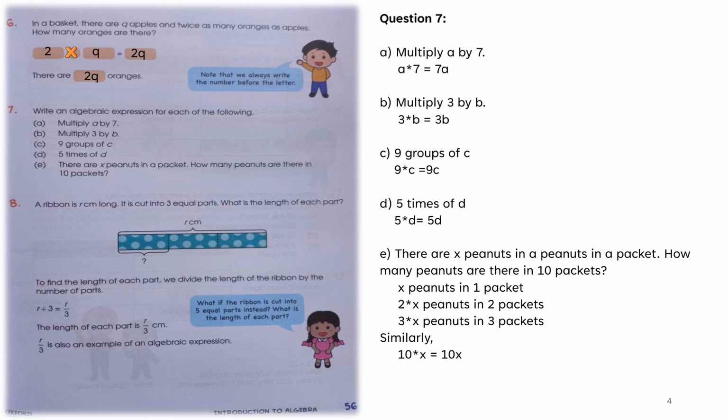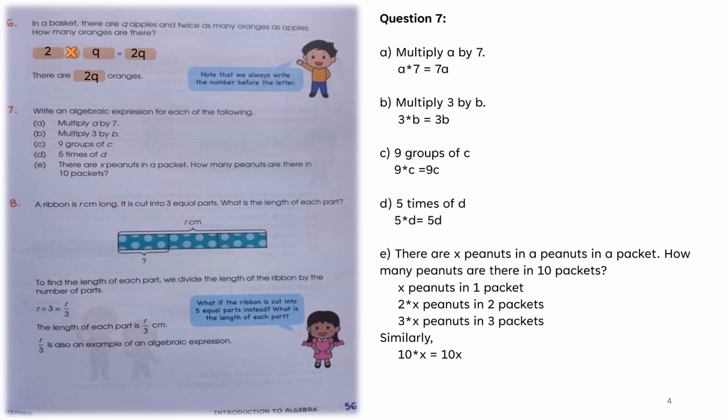In part C, we have 9 groups of C. Again, the multiplication is taking place, because if there is one group of C, that will be 1C. If there are 2 groups of C, that is 2C. But if there are 9 groups of C, then we are going to multiply 9 with C, and the algebraic expression is 9C. For part D, there are 5 times D. 5 times D again means that multiplication is taking place, so we are going to simply write it as 5D.